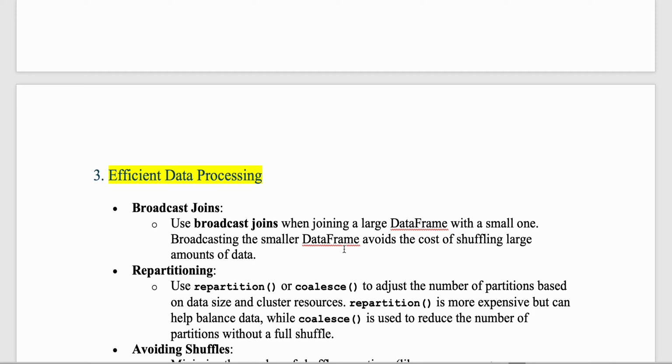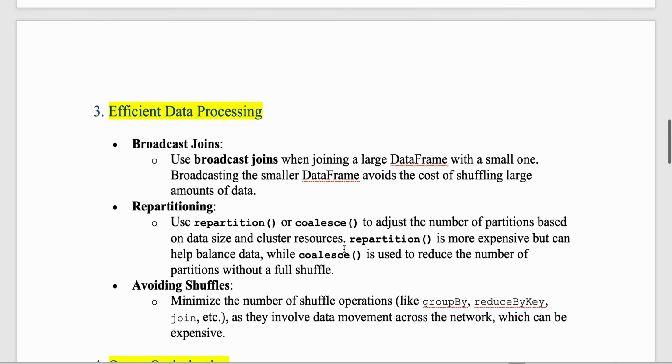Okay, then repartition. Use repartition or coalesce. Repartition or coalesce is basically used to increase or decrease the number of partitions. Repartition is more expensive, but can help balance data, while coalesce is used to reduce the number of partitions. So you can use either broadcast join or repartitioning so that you can avoid shuffling. Then minimize the number of shuffle operations like group by. In your code, if you are using group by, reduce by key, or join, try to minimize them as much as possible, because they add unnecessary overhead by moving your data across the network, which is expensive also.